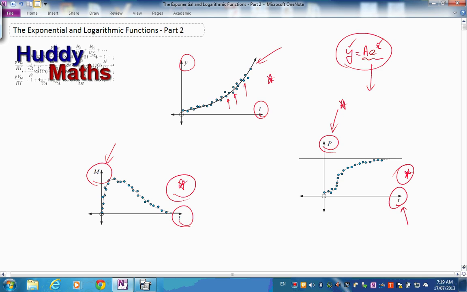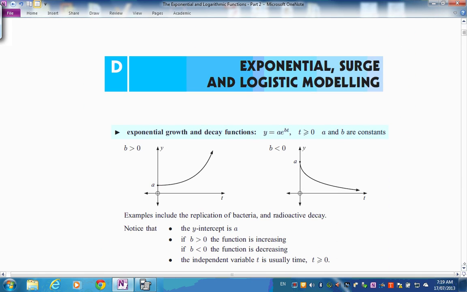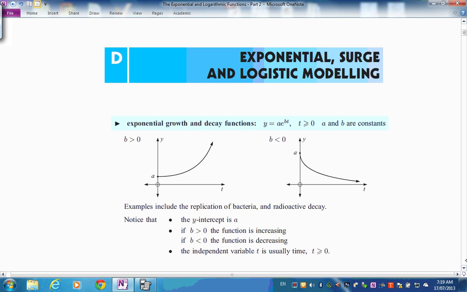Okay, let's come down and have a look at what we're going to be doing. Oh yeah, I told you already. We're going to be doing some modelling, and it's called here exponential surge and logistic modelling. What? What's that? Surge and logistic. Well, let's have a look. We'll start off with a simple exponential function.